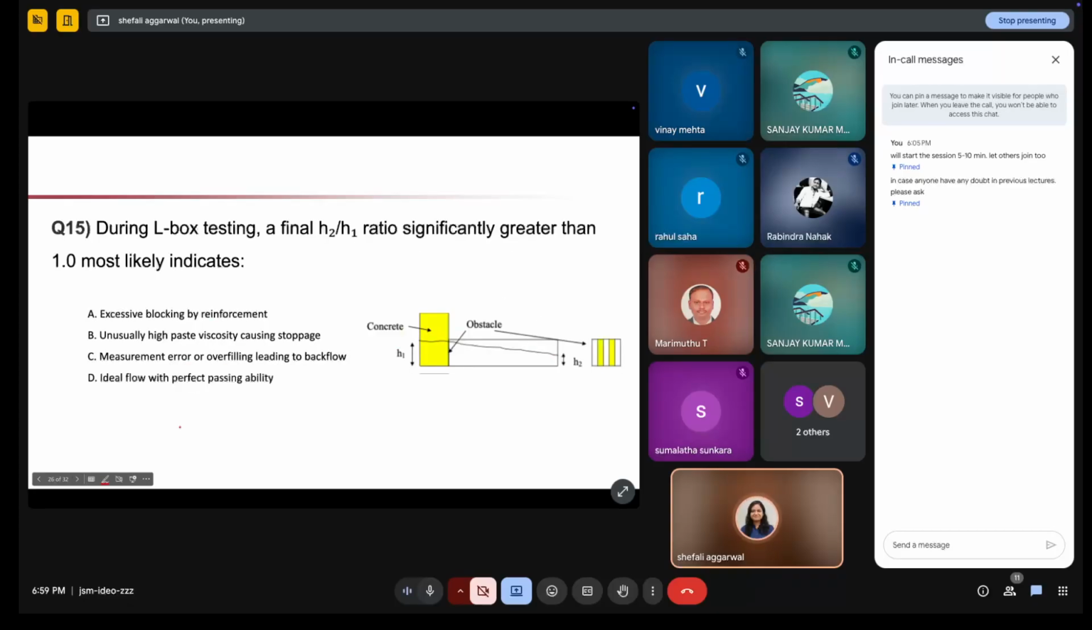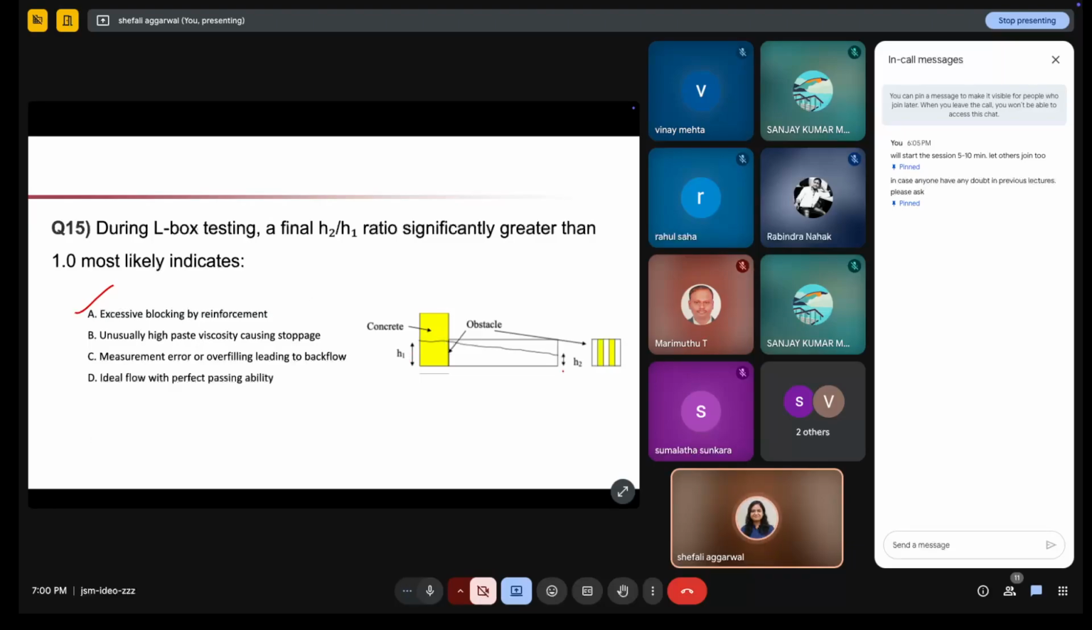Next question is, during L-box testing, a final H2 by H1 ratio significantly greater than 1 likely indicates excessive blocking by reinforcement, unusually high paste viscosity, measurement error or overfilling, or ideal flow with perfect passing ability. So if your H2 by H1 is greater than 1, what does that mean? A, excessive blocking by reinforcement, okay.